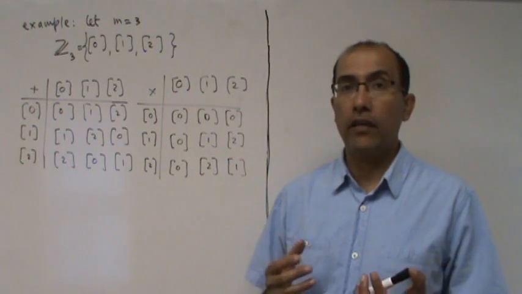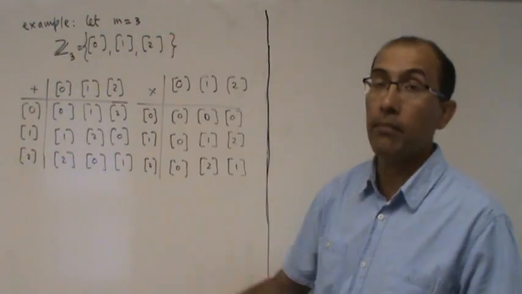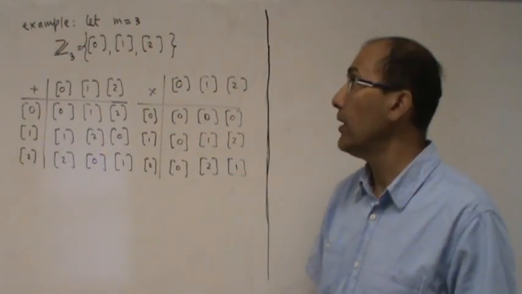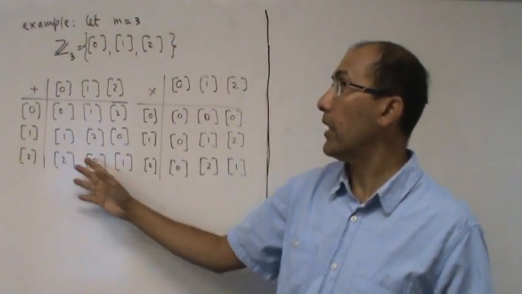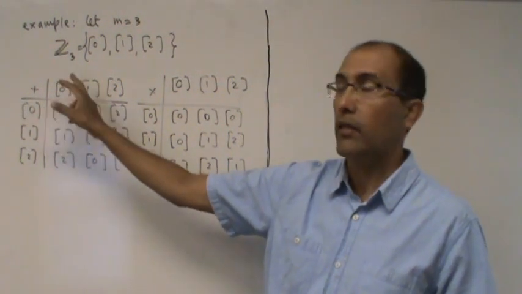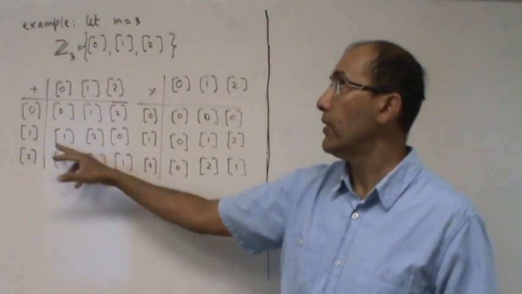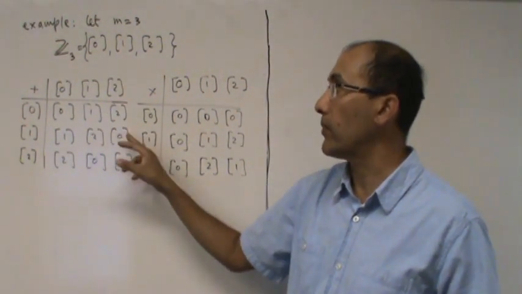So this addition and multiplication I can quickly put into a table. I am using m equals 3 in this example. So if I add all the classes, so these are all the additions, you will see that if I add congruence classes, 0 plus 0 is 0, 0 plus 1 is 1, 0 plus 2 is 2, 1 plus 0, 1 plus 1, 1 plus 2.